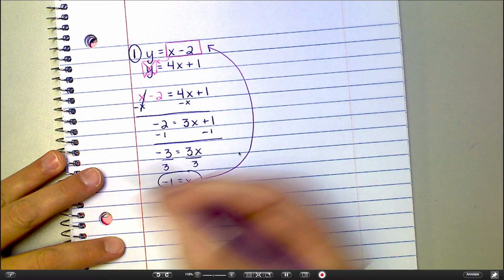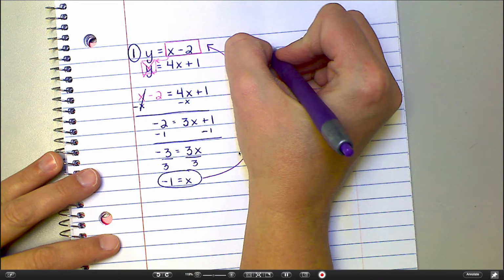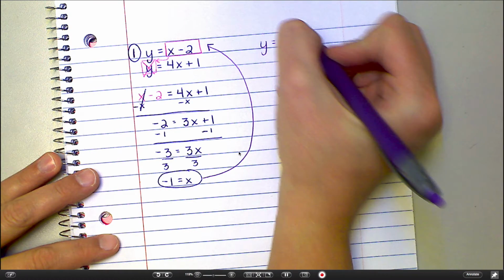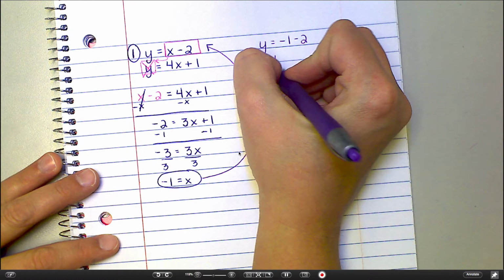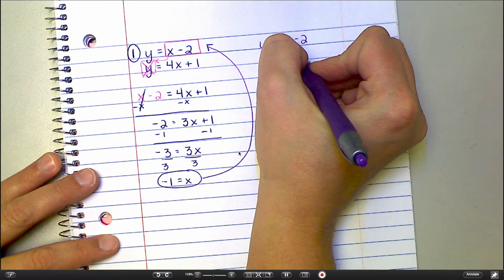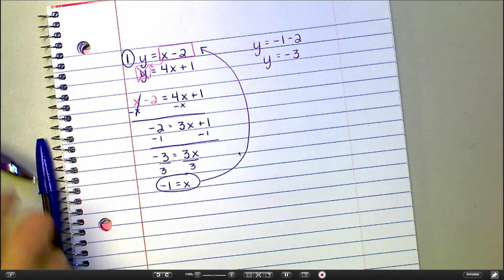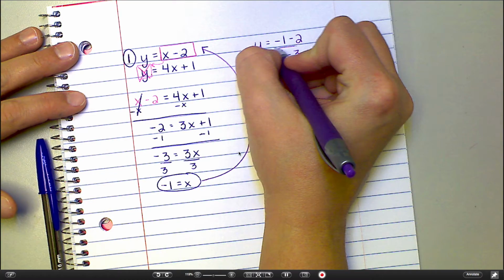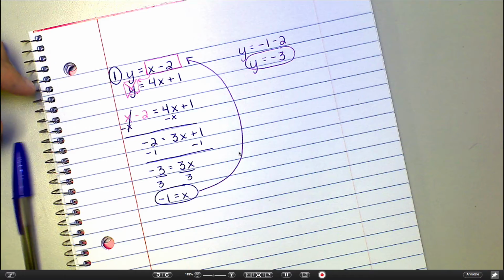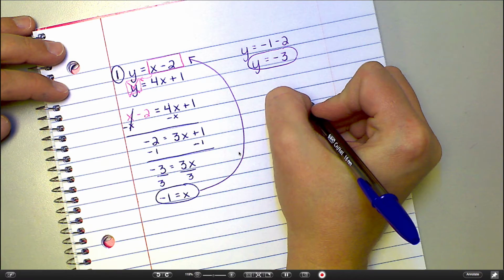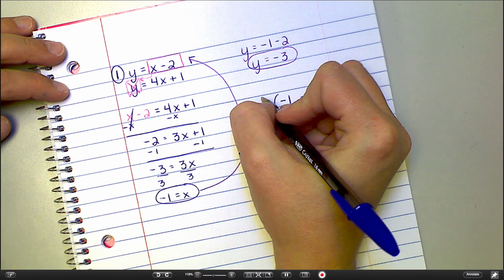Okay, so that's now going to say y equals negative 1 minus 2. Which negative 1 minus 2 is really negative 3. And so then my final coordinate for my answer would be my x value and my y value written together. So it would be negative 1 comma negative 3. Final answer.